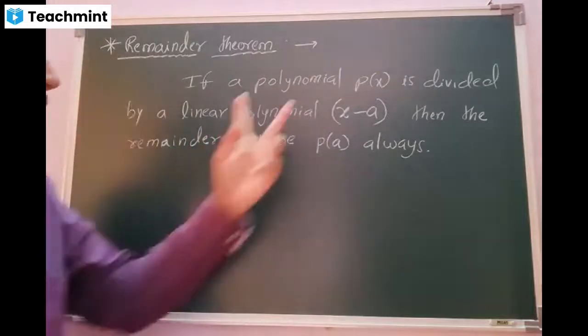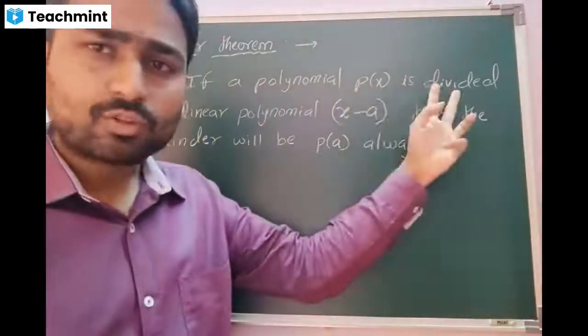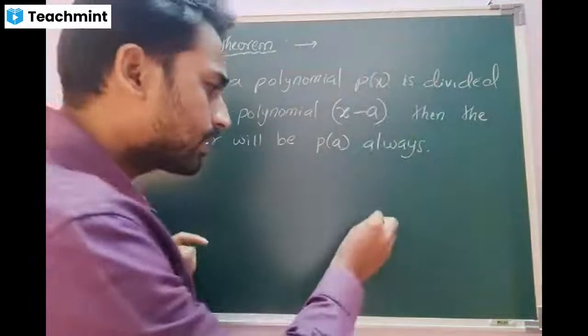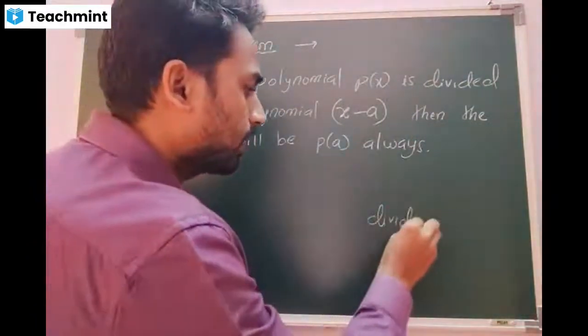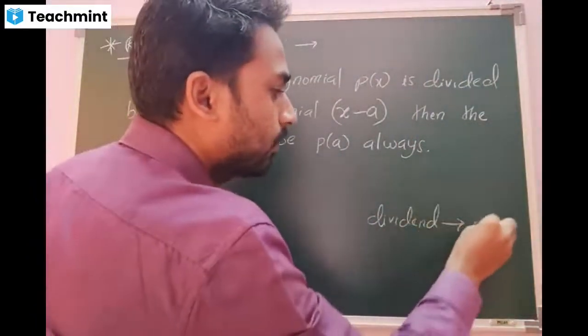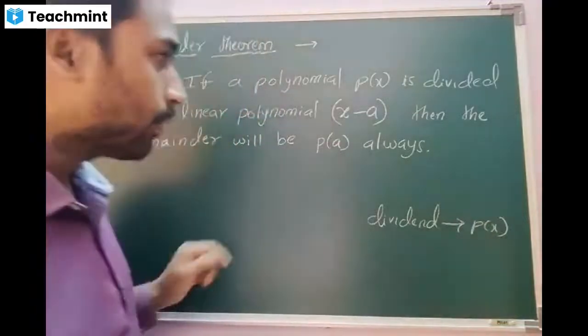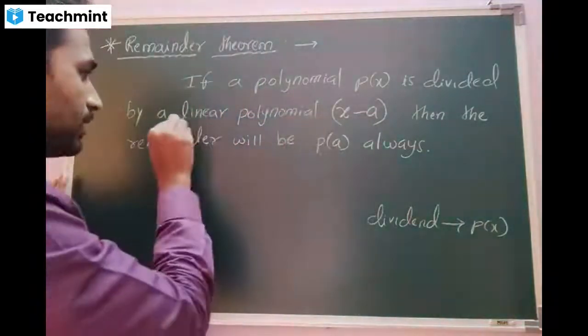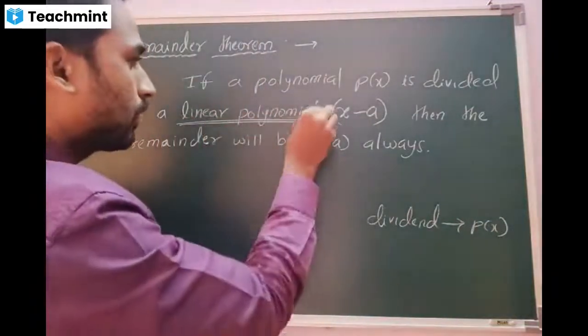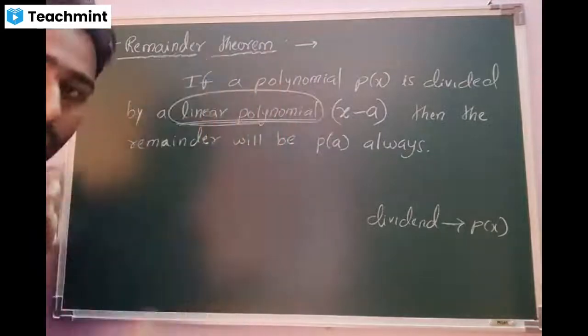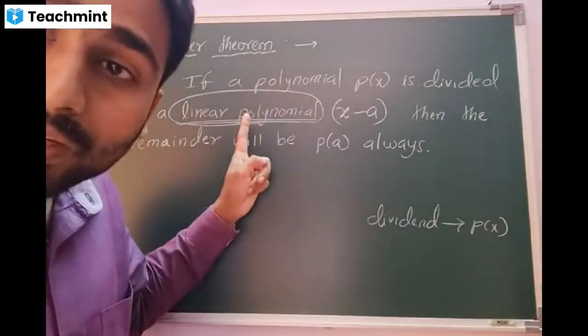Now, what is the meaning we need to understand? Beta, P of x has to be divided means P of x is a dividend which we have to take. Dividend is P of x. Now it has to be divided by a divisor. Look at this. This sentence is important. This word is important. Linear polynomial. Beta, we have studied in the classification.